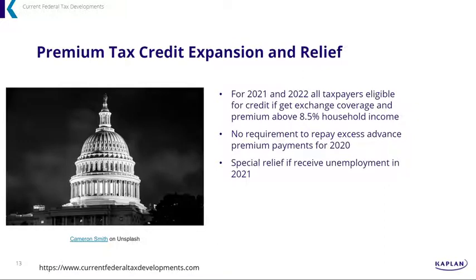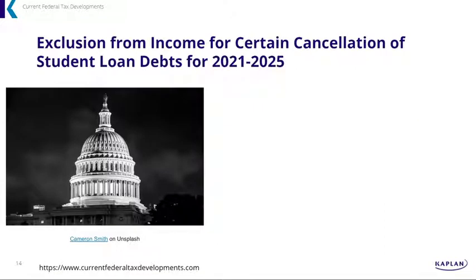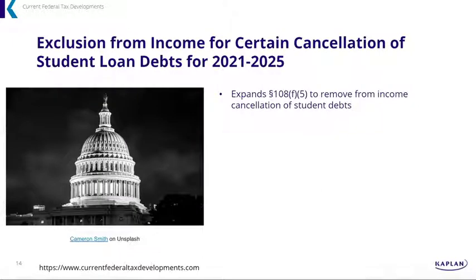We'll look at that from that standpoint. We also have an exclusion from income for certain cancellation of student loan debts for 2021 through 2025. And yes, there's a lot of speculation that this sets up a more generic cancellation of student debt. So you should be aware of that, it's out there. So keep your eye on that.